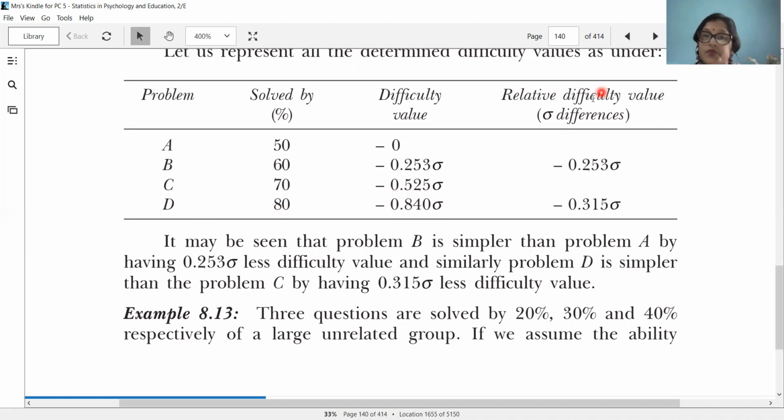And now we need to find out the relative difficulty value according to our problem, which is minus 0.315 for problem C and D.